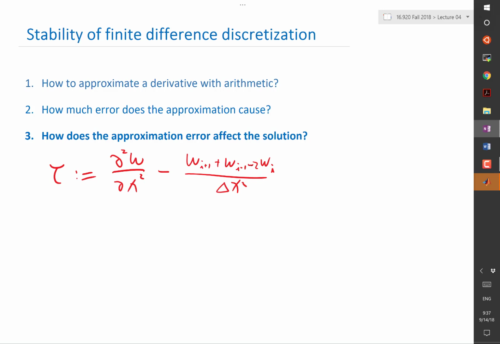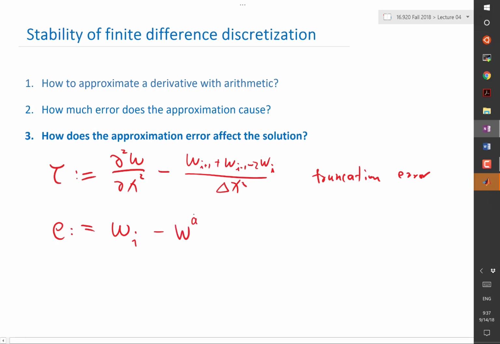This is called the truncation error, and that's very different from the solution error. The solution error is defined as wi minus, let's call it W analytical, W superscript A, at I delta x. That's the solution error. So here we are looking at two completely different functions. One function is obtained by analytically solving the differential equation, another by solving it using our discretization method.